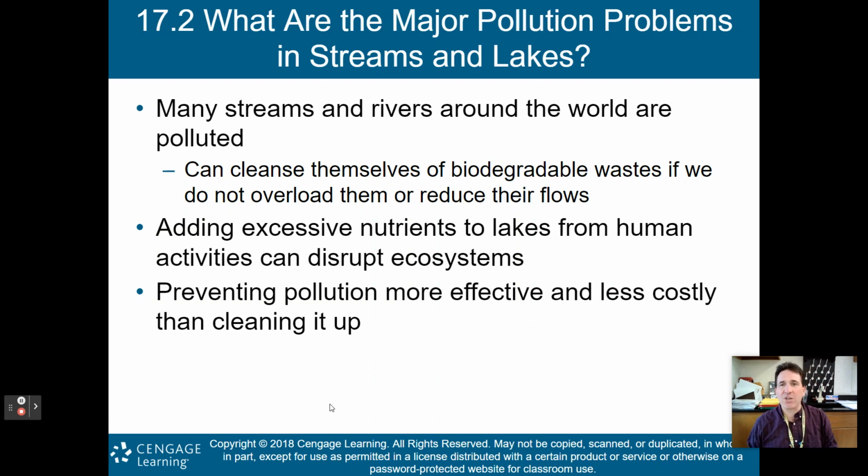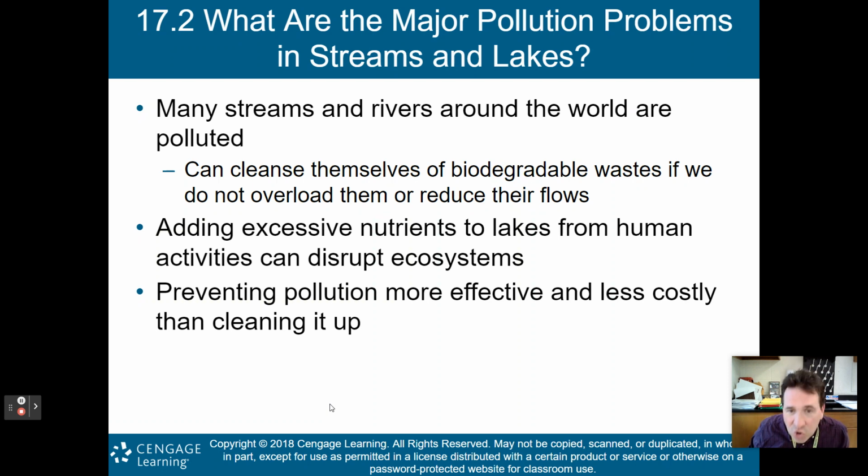All right, what are the major pollution problems in streams and lakes? So many streams and rivers around the world are polluted. They can cleanse themselves of biodegradable waste, again, if we do not overload them or reduce their flows, right? So the ecosystem service is very similar to how wetlands take out pollution. Streams and rivers, as they flow, and as we spoke about in a previous chapter, can cleanse themselves of their biodegradable waste. But again, it takes time. And if we overload the rivers or streams, then Mother Nature has a hard time completing that ecosystem service.